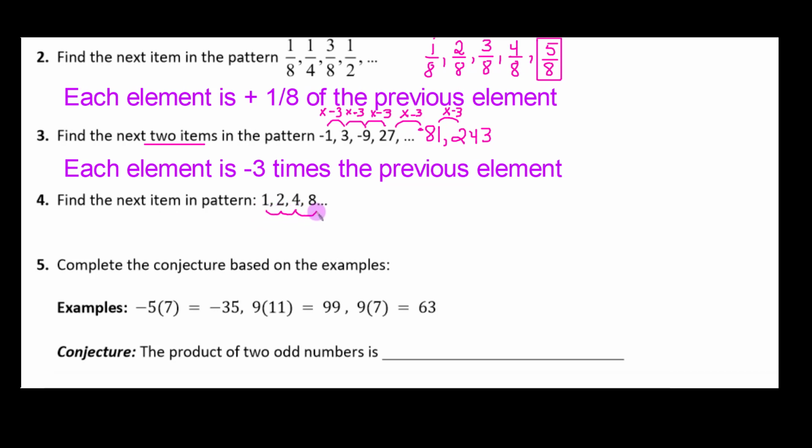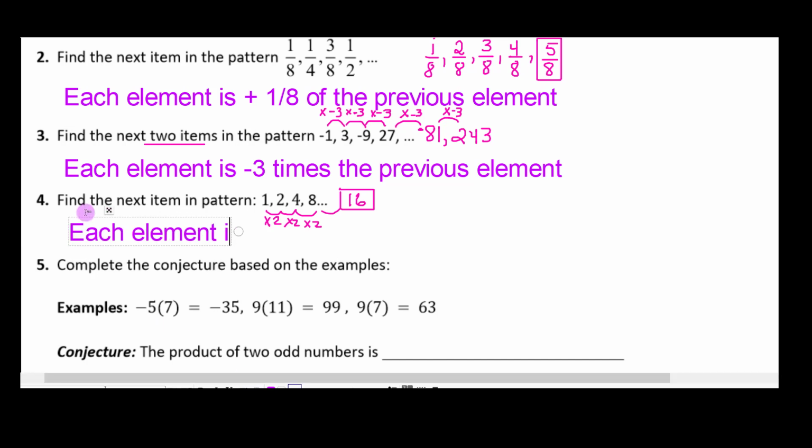Each number is increasing. And so that means it's either going to be multiplication or addition. Well, we decide that it's going to be multiplication because we're multiplying by 2 each time. So that means the next term will be 16. So here we write each element is 2 times the previous element.